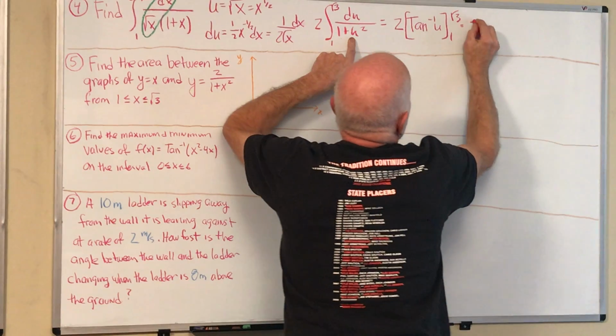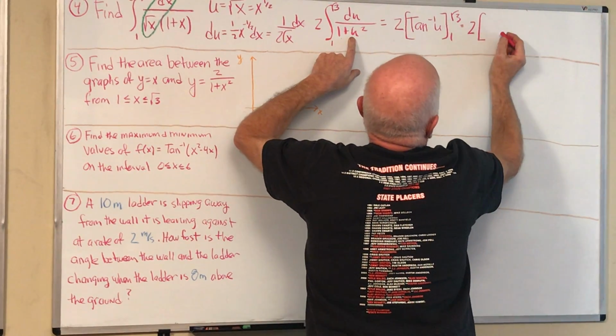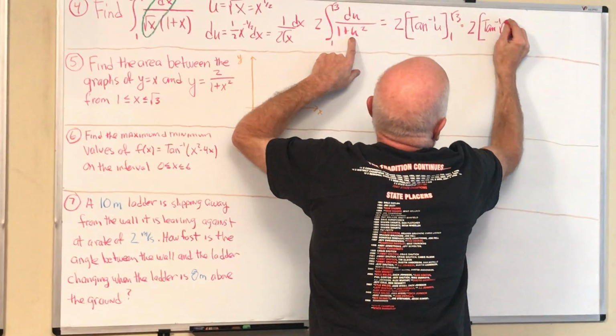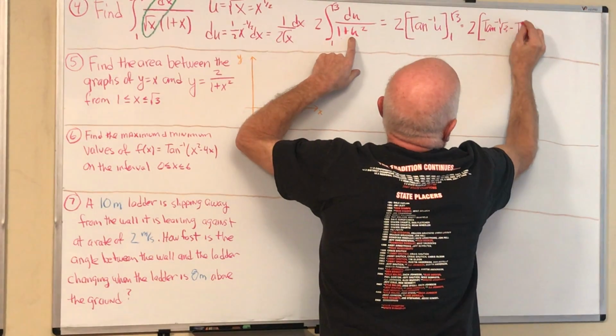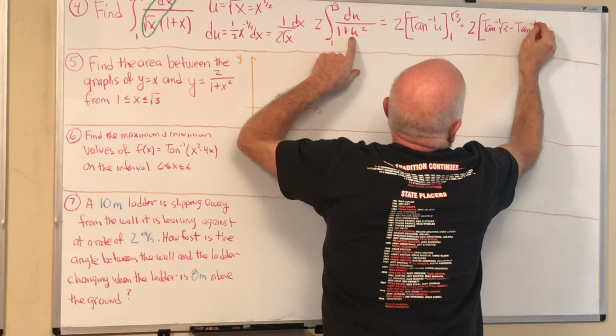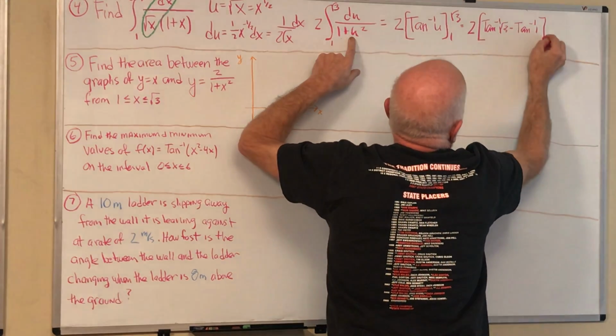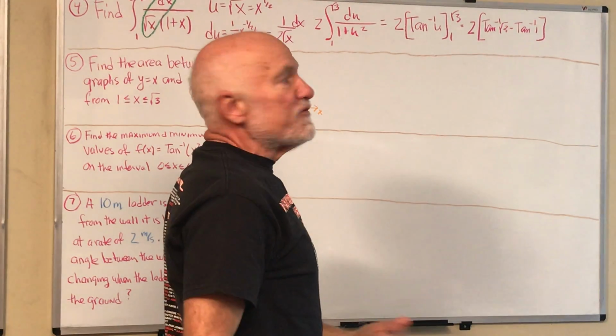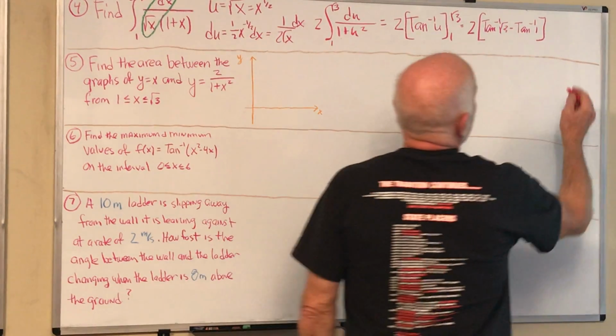So we get 2 times the inverse tangent of the square root of 3 minus the inverse tangent of 1. Now, this is why we have to review a little bit of our inverse trigonometric functions.